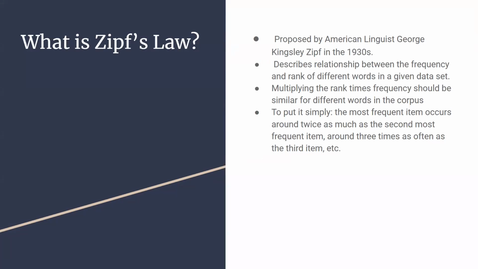To put it simply, the most frequent item occurs around twice as much as the second most occurring item and 3 times as much as the third most occurring item.